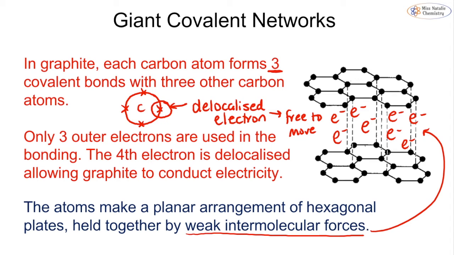Now, we don't need to go into too much detail about that. We just simply need to know that graphite forms 3 bonds with 3 other carbons, and it is a giant covalent structure.